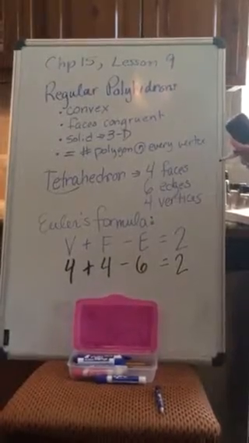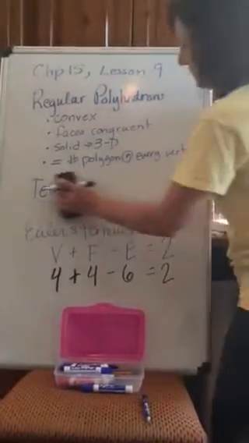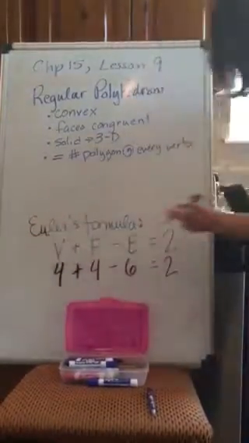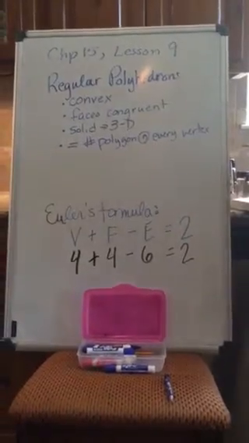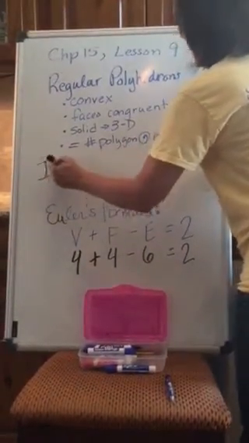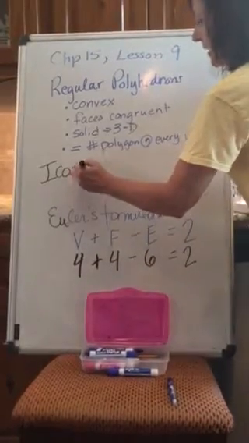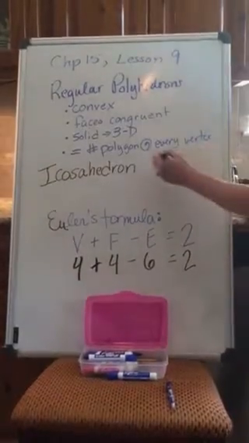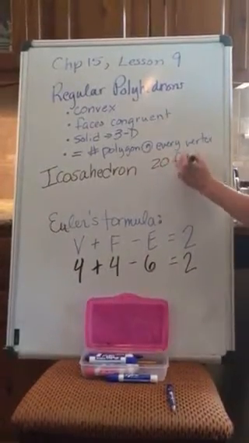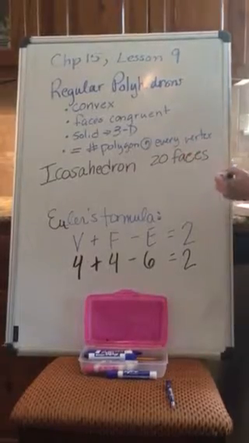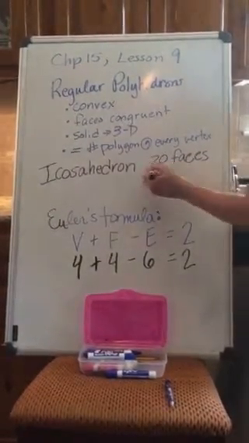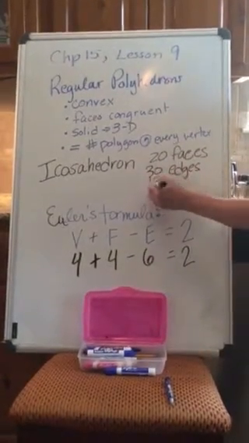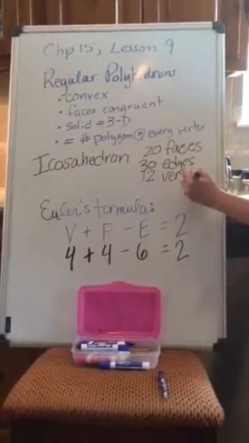The octahedron has 8 faces. Oh, I'm going to leave Euler's formula for a minute. All right, let's look at the icosahedron. The icosahedron has 20 faces, and it has 30 edges, and it has 12 vertices.